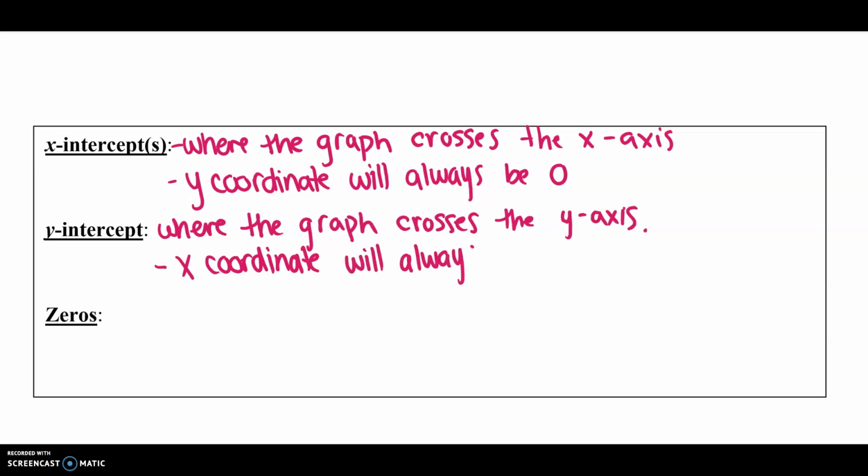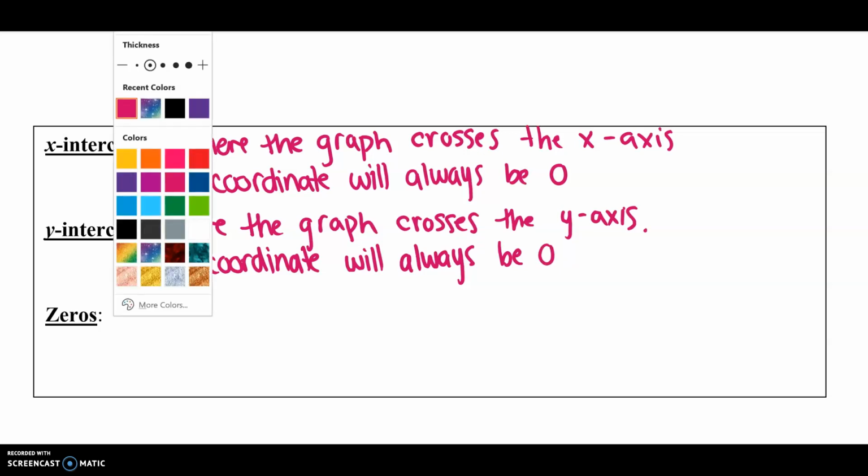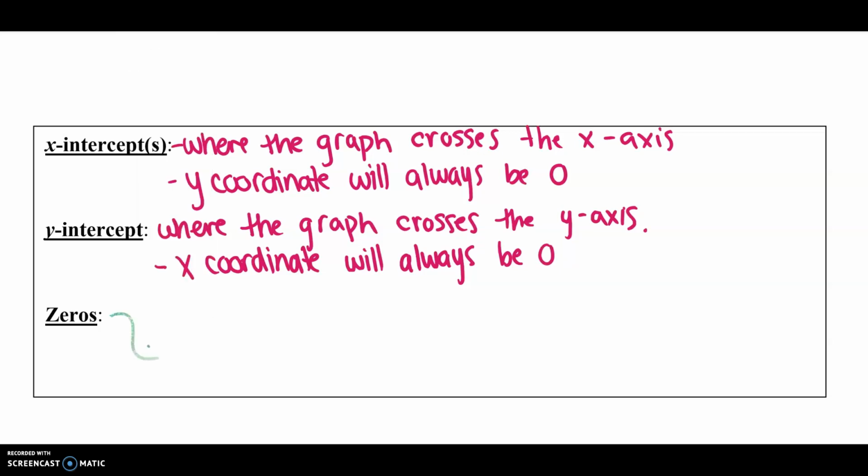And then you see this third word here, which is zeros. This is just some language that we need to know for this class. Zero is another word for an x-intercept. Oftentimes we will call them zeros instead of x-intercepts, so start studying now. You should relate those two words. They mean the same thing.